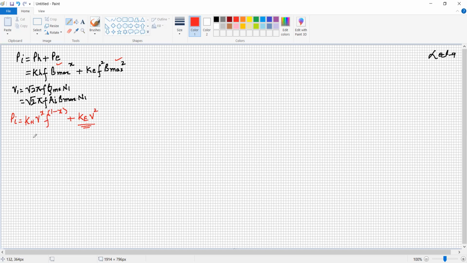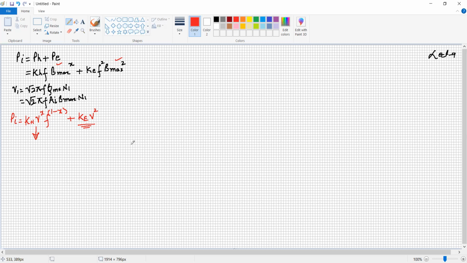So in simple way, we can say that the total iron losses decrease if the frequency increases with applied voltage constant. If the frequency increases, the hysteresis loss decreases, whereas the eddy current loss becomes independent of the frequency. So total iron losses decrease with increase in frequency as long as your applied voltage is constant. So these are the iron losses in the transformer.